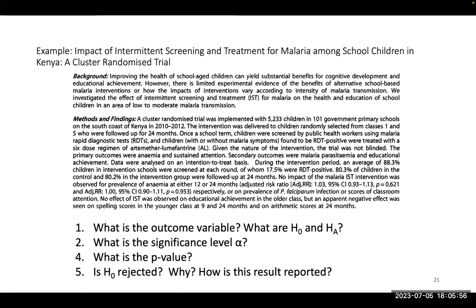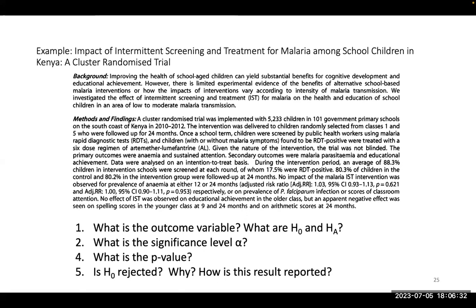Concerning the questions, the outcome variable was a health outcome, here anemia. What are H0 and HA? Is the risk in the control group the same as in the intervention group? The null hypothesis would be that the risk is completely the same in both groups. The alternative shows a difference. What is the significance level alpha? If it's not mentioned, there's a 95% CI, which means they're working with a 5% alpha.